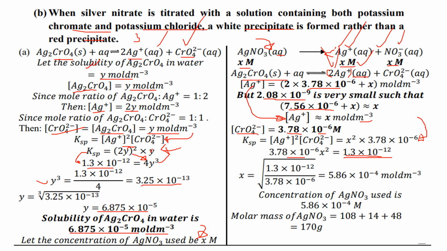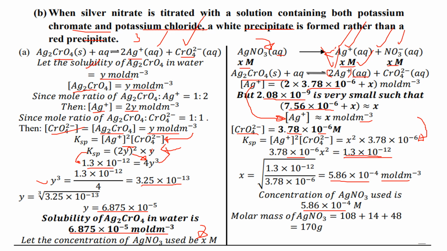So making X the subject, we shall find the square root, and you end up with your answer to be 5.86 exponential negative 4 moles per decimeter cubed. And this is going to be the concentration of silver nitrate that was used. So we're going to conclude that concentration of silver nitrate used is going to be 5.86 exponential negative 4 molar. But here, remember that it was required in terms of grams per liter.